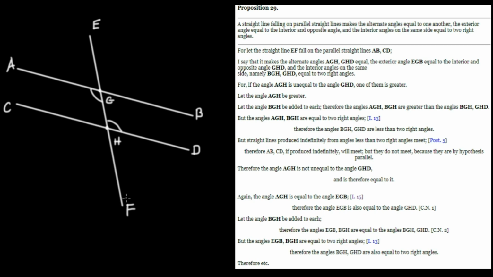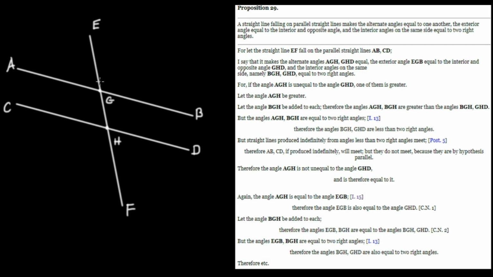And how do we prove this? Again, the angle AGH is equal to the angle EGB. So you're saying that AGH is equal to EGB. And why is that true? Well, these two are vertical angles, and we simply use proposition 15, which says that vertical angles are equal. Therefore, the angle EGB is also equal to the angle GHD. So you're saying that these two are equal, but AGH, remember, that's in turn equal to GHD. Hence, we have the equality of the angles EGB and GHD.